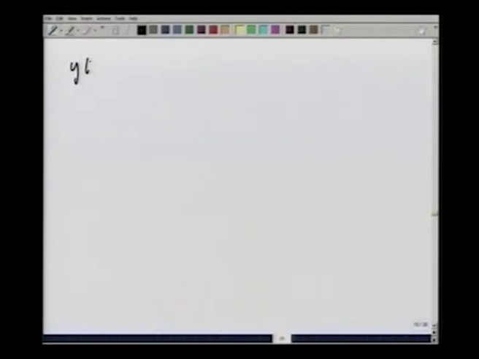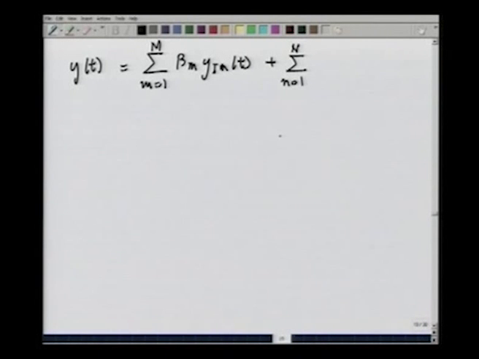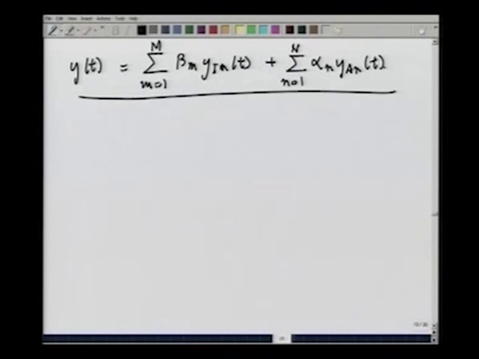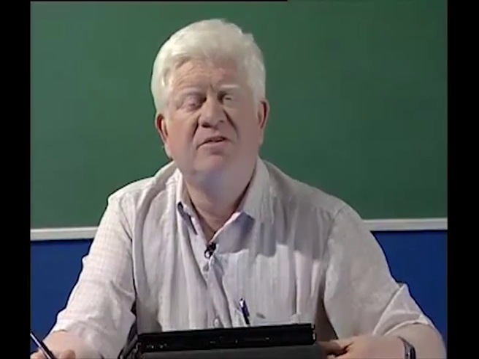y t in the form of the sum of two parts, summation m equals 1 to m beta m y I m of t plus summation small n equals 1 to capital N, the set of responses due to the individual auxiliary conditions, alpha n y a n of t. This is what we would get, and this essentially summarizes the entire linearity behavior of the linear constant coefficient differential equation that represents the physical system.